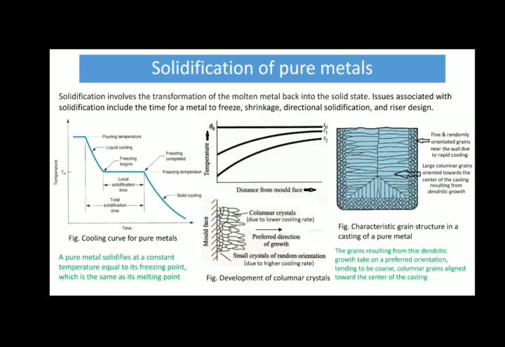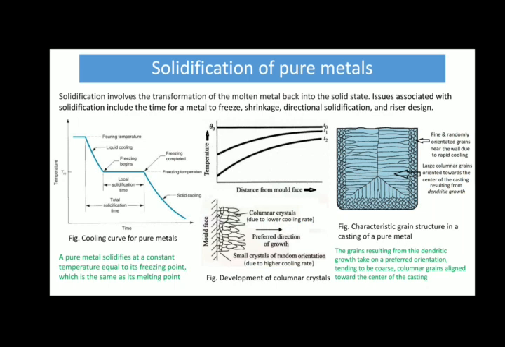Now in case of solidification, there are certain issues which we must know and we must consider. Certain issues associated with solidification include: we must know about the time for a metal to freeze, whether there is shrinkage or what is the shrinkage behavior of that particular solidified metal during the casting, and whether directional solidification is taking place, which it must, and in which direction it is working. As well as, we have already discussed in the last class the importance of riser in case of mold design. So what is the consideration of riser design with respect to the solidification time, those things we are going to see now.